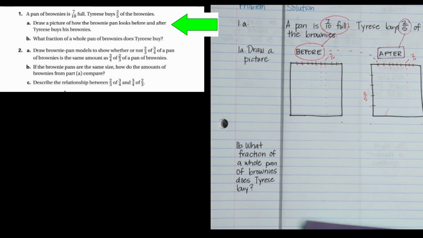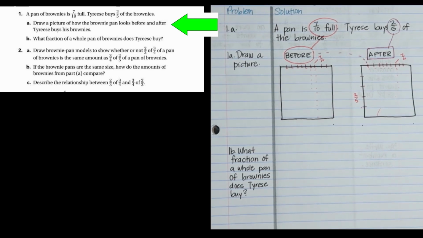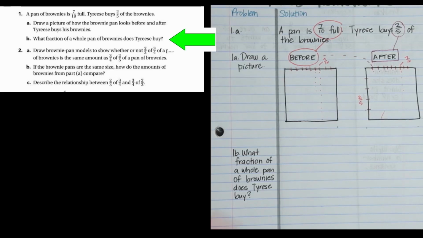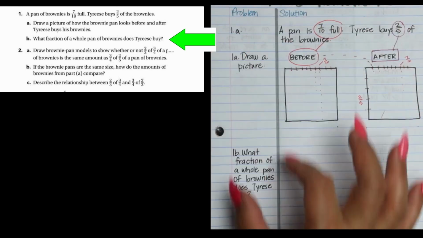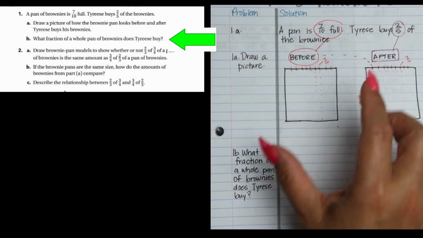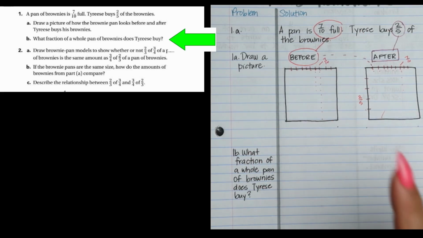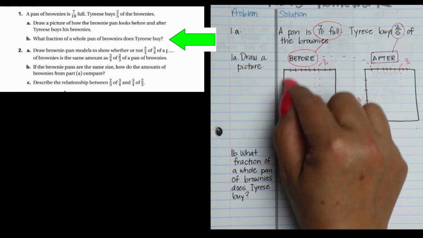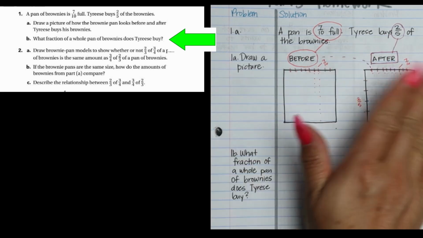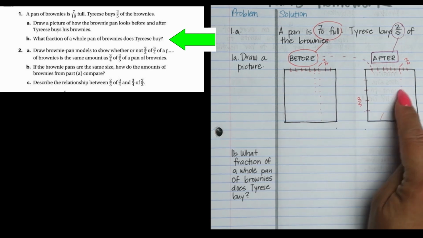All right, the next problem. What fraction of the whole pan of brownies does Tyrese buy? All right, boys and girls, for 1B, what fraction of the whole pan of brownies does Tyrese buy? Before I move on, I just want to make sure that you're copying down the problem, the solution, and you're working out the problems. I'm not going to give you the entire answer. I'm just going to give you some pointers. So for 1A, you should have drawn these lines. I'm just giving you pointers. This is not finished. You need to complete these notes.